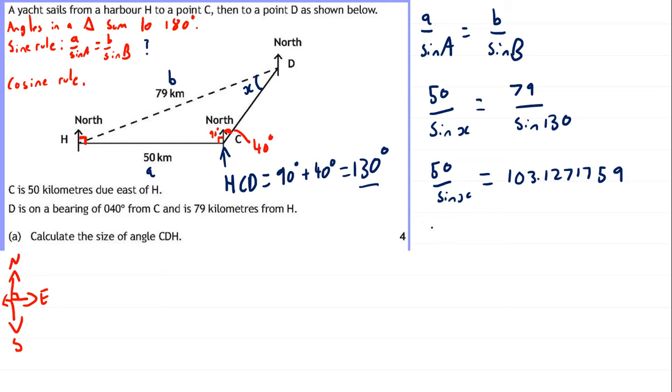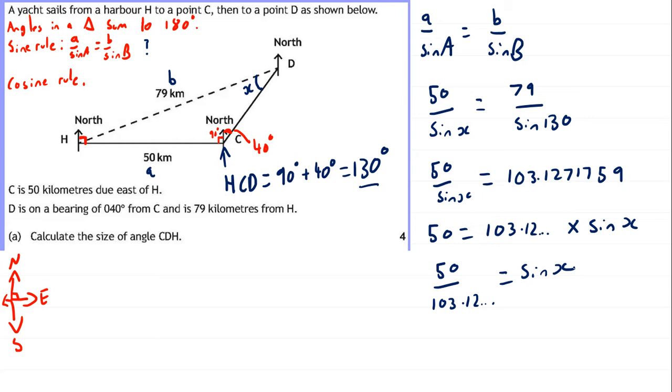Now, what I can do is if I times both sides by sine x, I'm just going to put dot, dot, dot, just to save some space there, times sine x. I can now divide by this big number here, and that's going to tell me what sine x is. So again, I can just do 50 divided by my previous answer, and that's going to tell me that sine x is equal to 0.4848382551. Again, I don't want to round until right at the end.